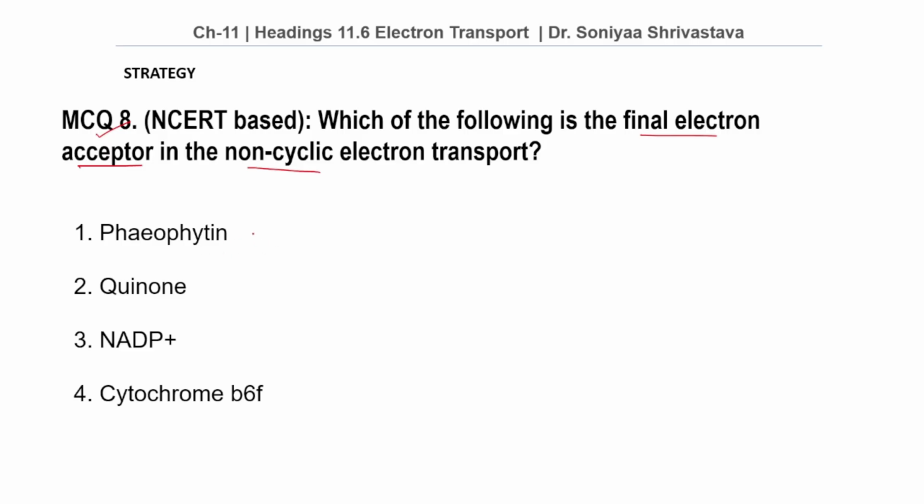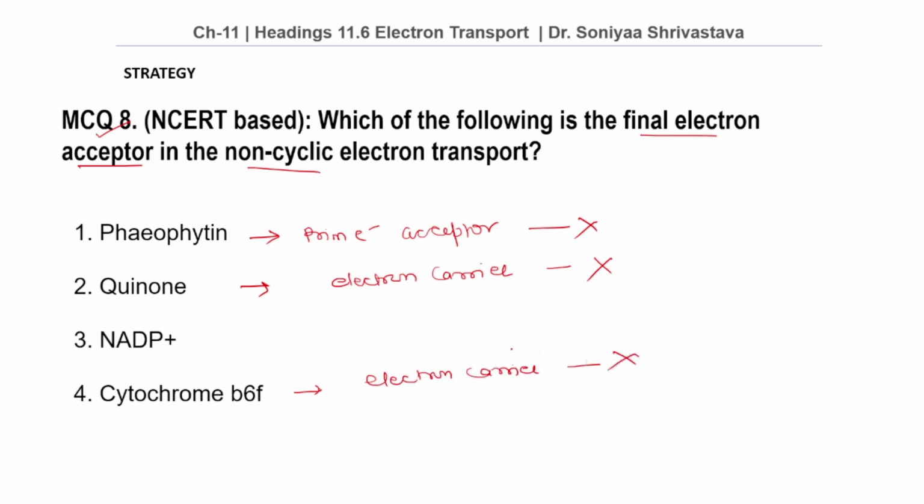So we have already seen pheophytin is the primary electron acceptor. So this option is wrong. Quinone, as this is electron carrier, this option is also wrong. Then option number 4, cytochrome B6F, which is also electron carrier. So this option is also wrong. Then finally NADP plus. At the end of non-cyclic electron transport, electrons are transferred to NADP plus, reducing it to NADPH. So this is the final electron acceptor.